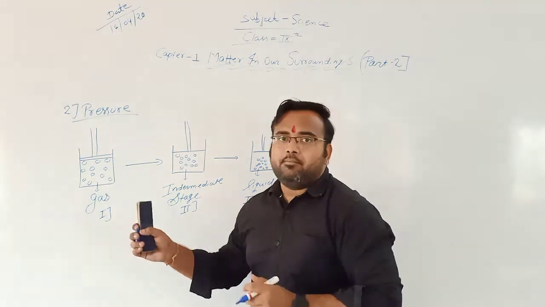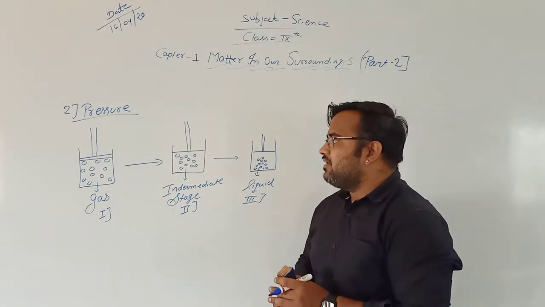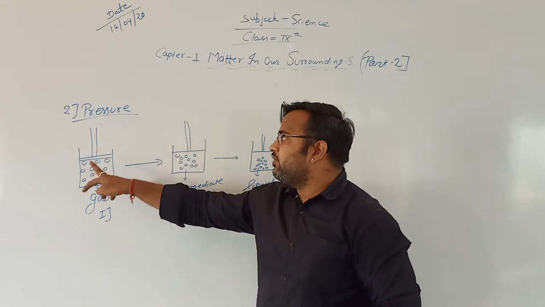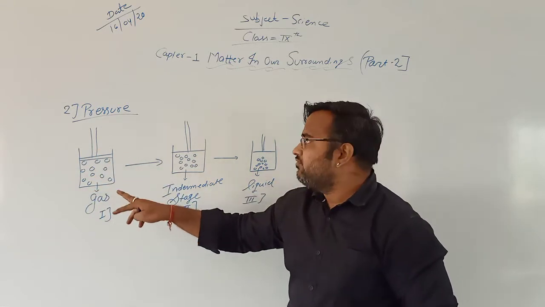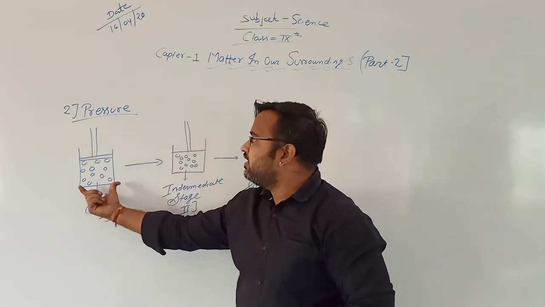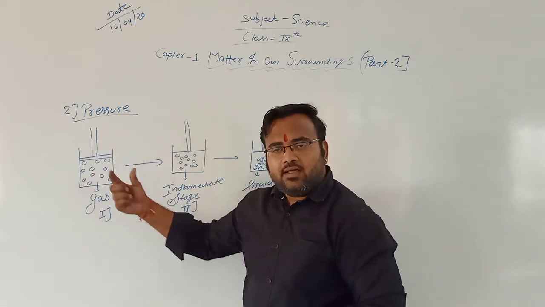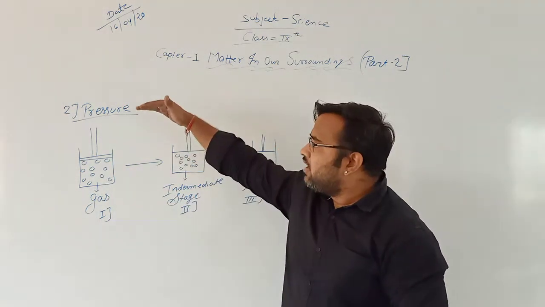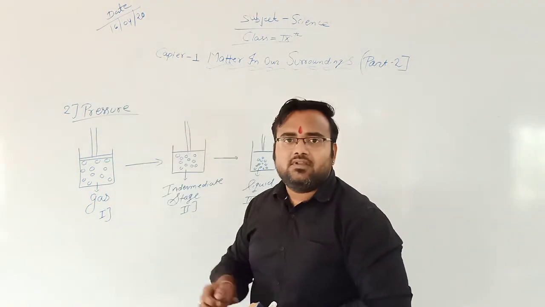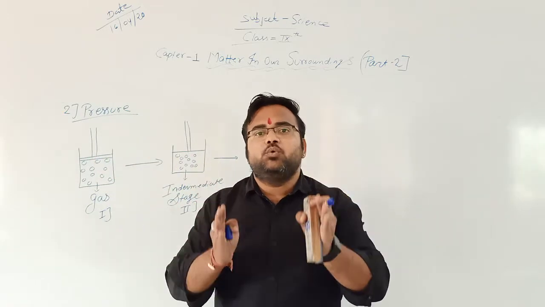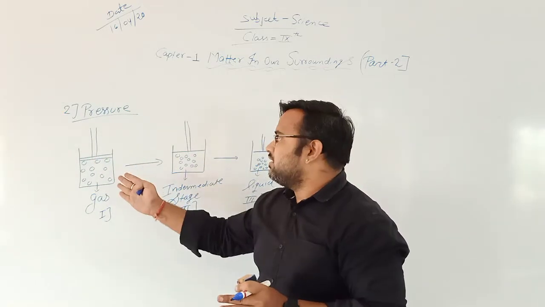Now, by this diagram, we can understand what happens when we apply pressure on gaseous molecules. In container 1, this is the piston, a closed container closed by the piston, and these are the molecules of the gas. If we apply pressure on this piston, the gaseous molecules will come closer to each other due to the effect of pressure.